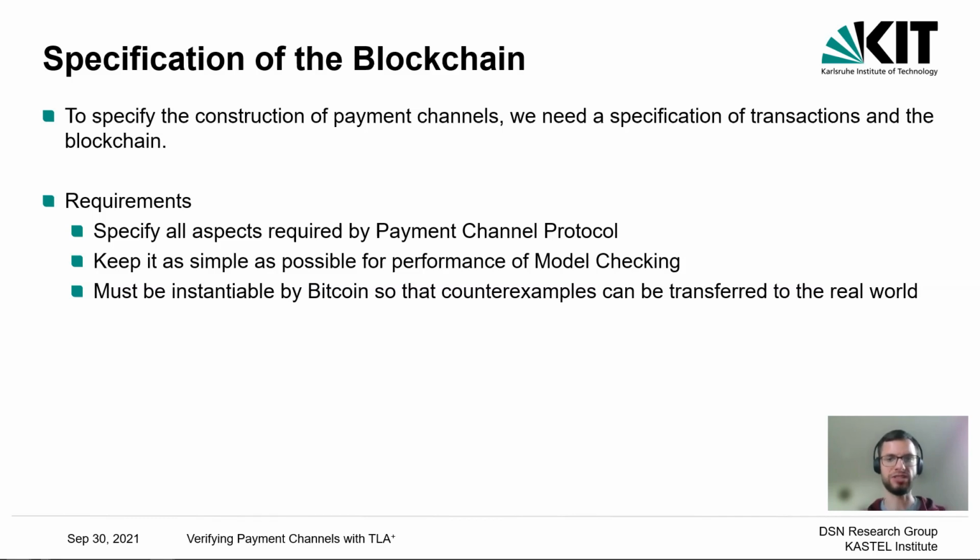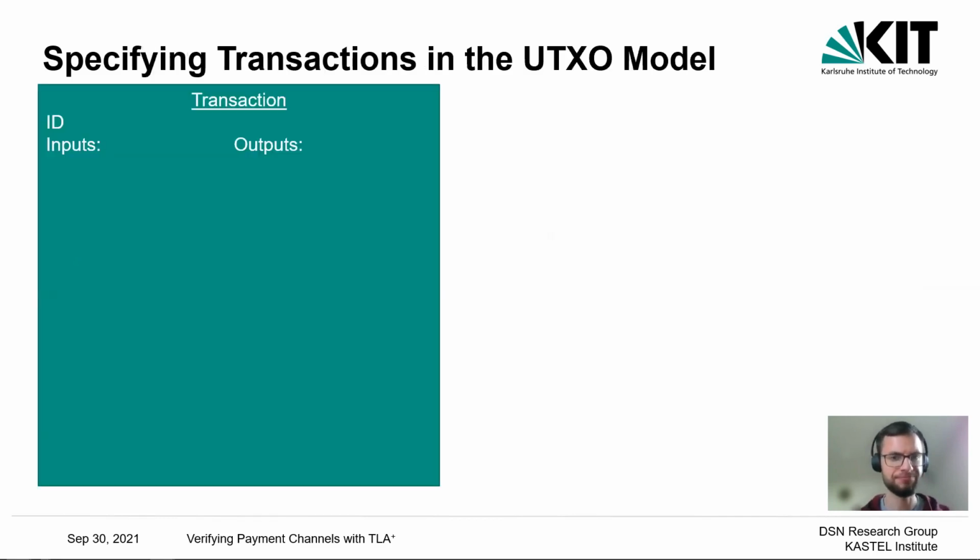So let's look at how we specified transactions. Bitcoin follows the UTXO model, which stands for unspent transaction outputs. So in Bitcoin, the amount of coins that one has is not modeled as an account that stores a balance, but as the set of all coins that you can spend.